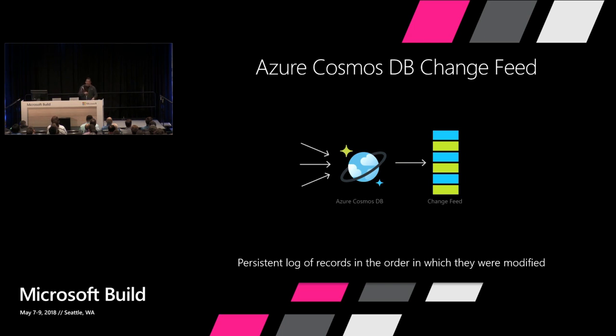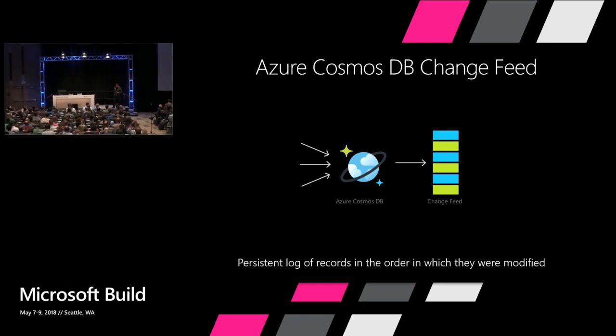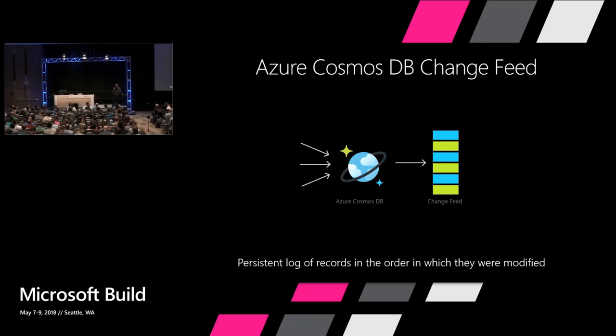Today, it has only inserts and updates. Delete is coming soon. And you can work around the delete by just putting in a soft delete. And change feed is on by default. You don't have to do anything. You don't have to set any switches. Wherever you have a Cosmos DB collection, you can read it.